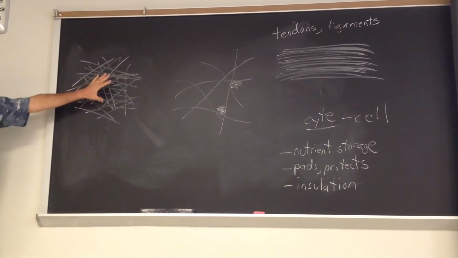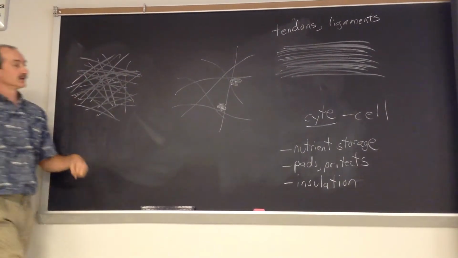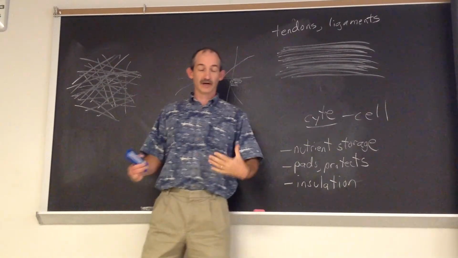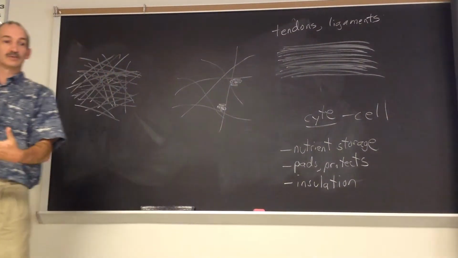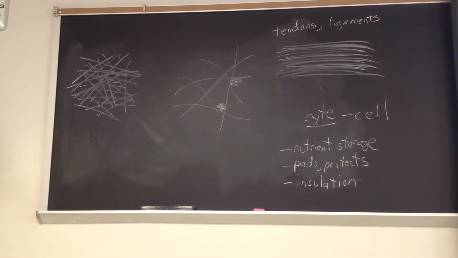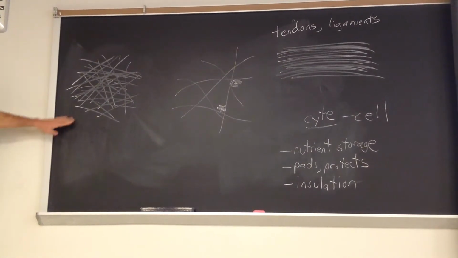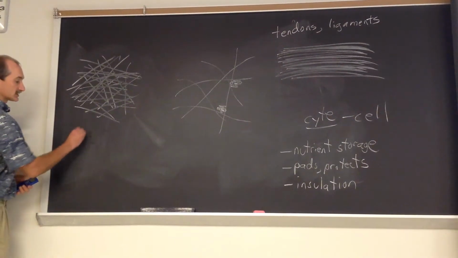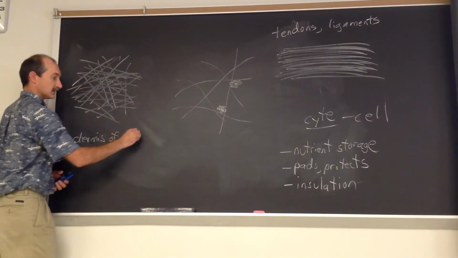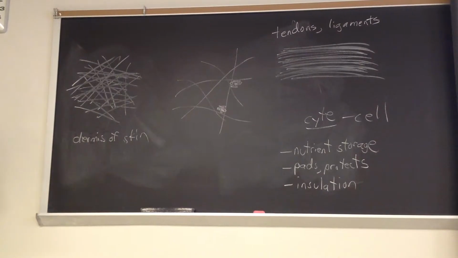This tends to resist tension or pulling in a lot of different directions. Tendons and ligaments just resist pulling in one direction. They're very strong, but they tend to resist pulling in only one direction. They're designed to only withstand forces that occur in one direction. That's normally what happens with muscles. This we see in the dermis of the skin. It's very tough. It keeps the skin from being ripped very easily or cut very easily.